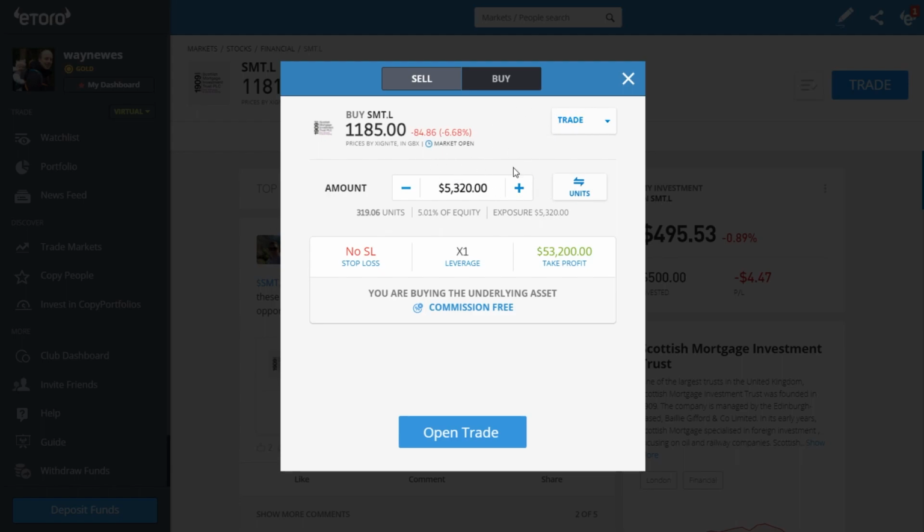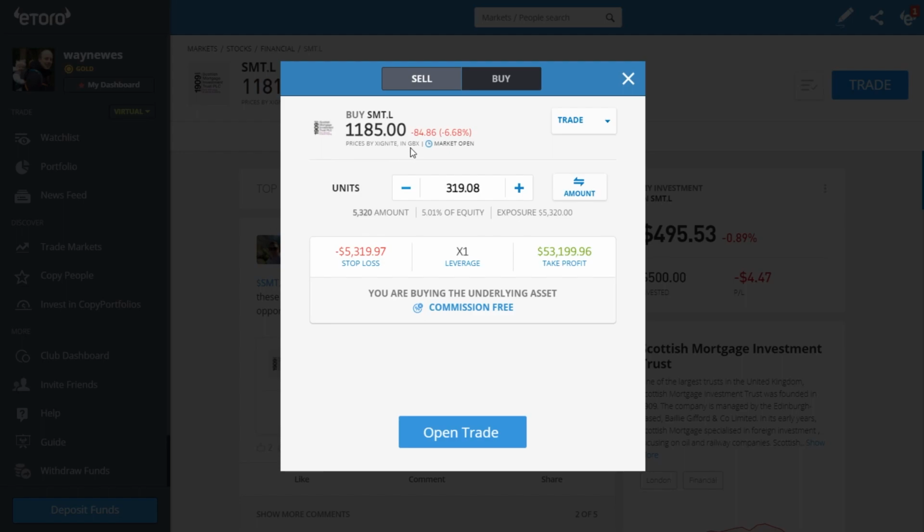So from there, you then have the option of how much you're going to buy. First of all, this one's currently in dollars, so this is the amount of money that you want to invest. For example, this is set as buying with $5,320. What you can do instead, if you want to, is switch it to units, which means how many shares of this company you're going to buy. At the moment we're talking about 319 shares of this.